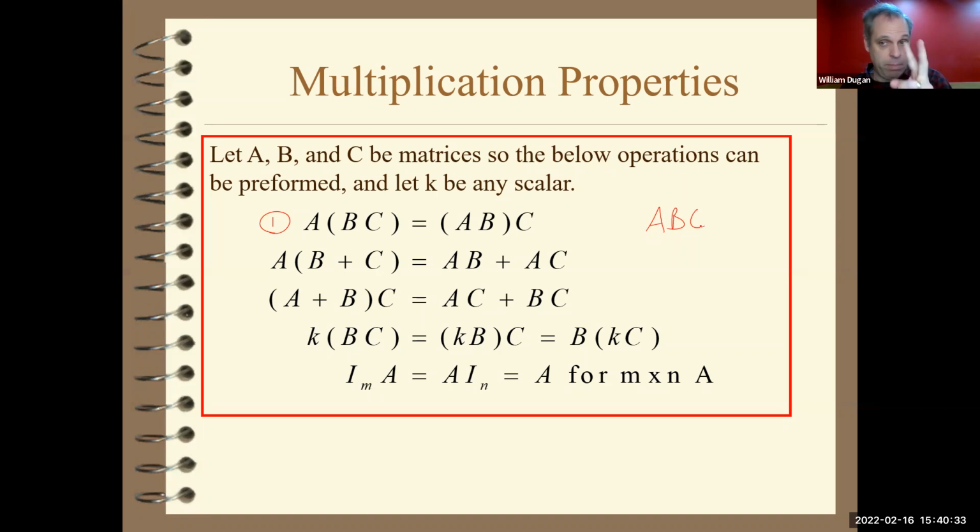I can't change the order, though. I can't take A and B and swap them. I can't take B and C and swap them. I can't take A and C and swap them. That's all commutativity. That's not true in general. The next 2 properties, that's these guys.